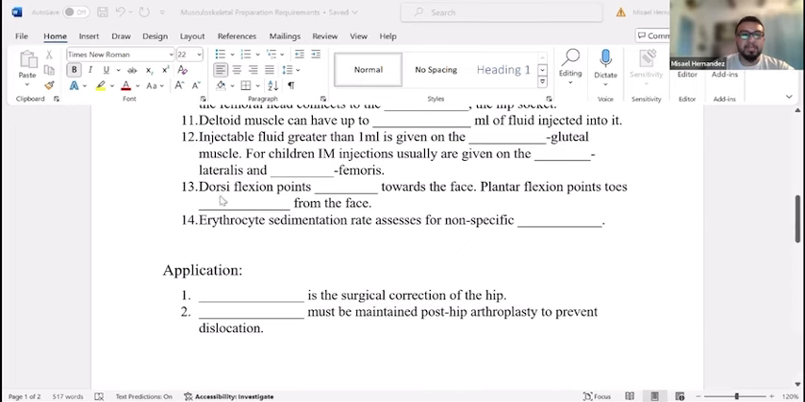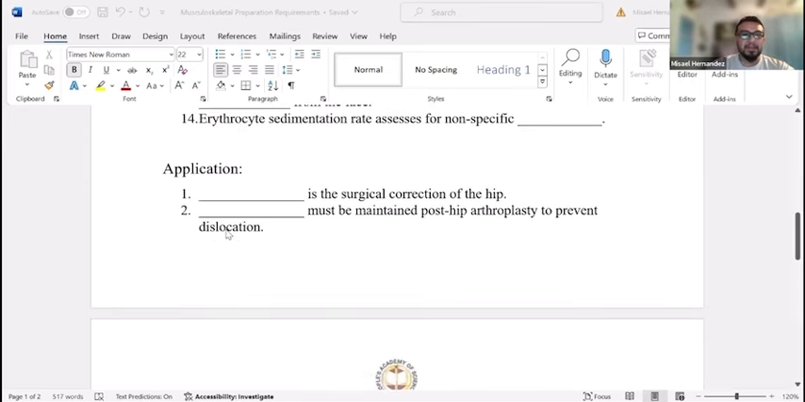Number 13, dorsiflexion points blank towards the face. Plantar flexion points toes blank from the face. And number 14, erythrocyte sedimentation rate assesses for non-specific blank. Now the application part. Blank is the surgical correction of the hip.